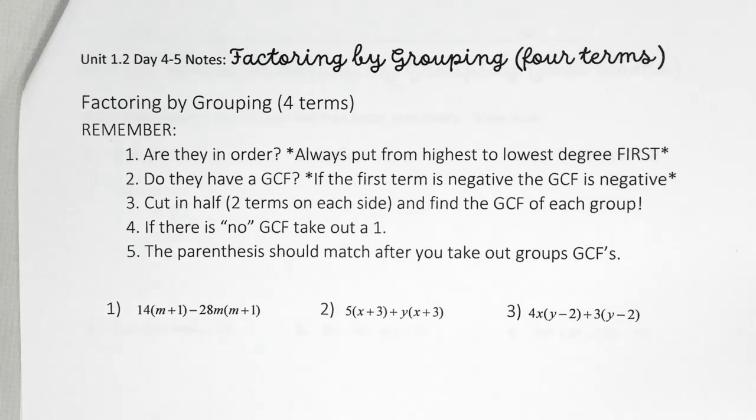Okay, so we are factoring by grouping. Factoring by grouping means that we have 4 terms. This is what we do when we have 4 terms and we're factoring.